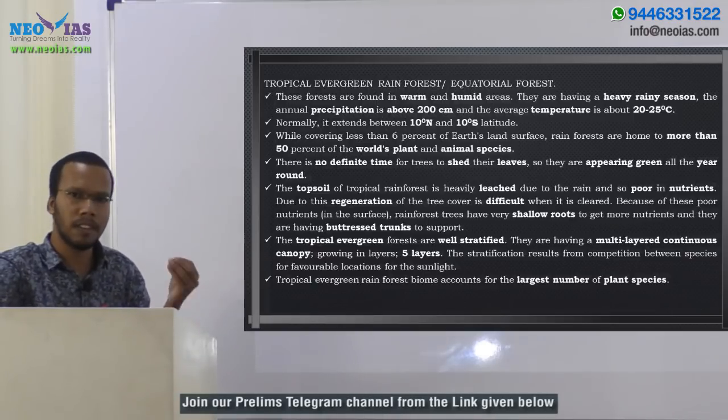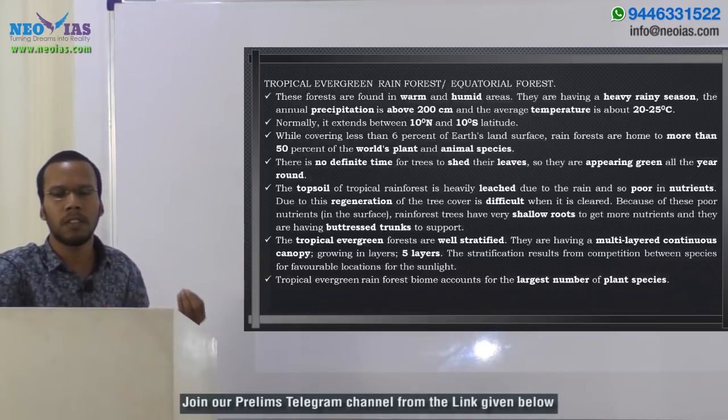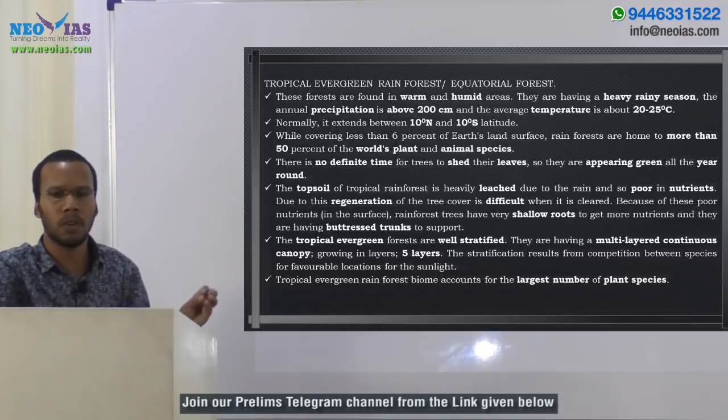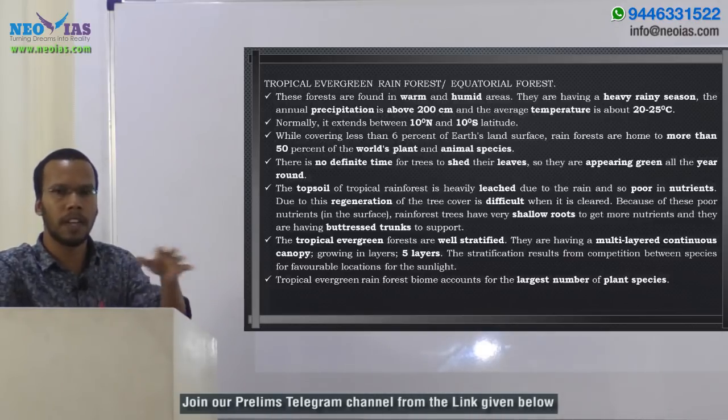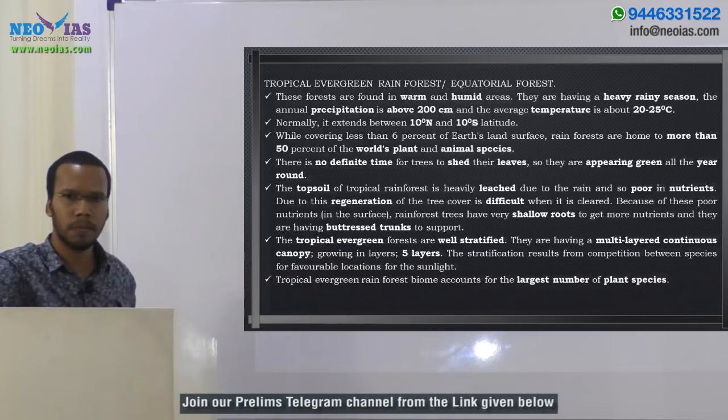This soil has few nutrients, but even so, these trees require nutrients for their survival, right? So they have to absorb nutrients. They have shallow roots and buttressed trunks in order to get more nutrients from their surroundings. So they spread their roots out, like a shallow root system.